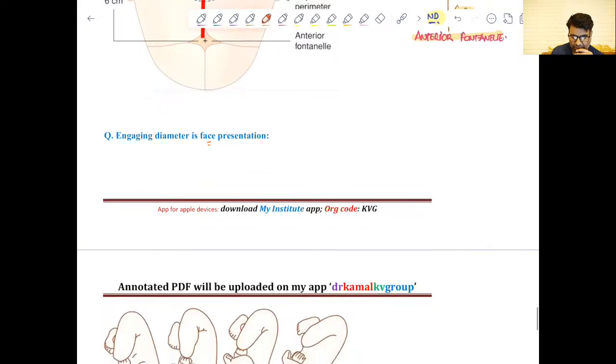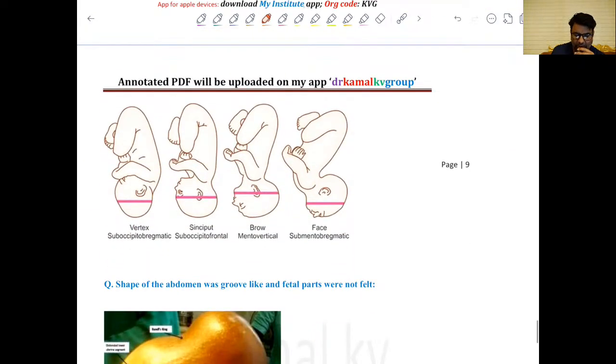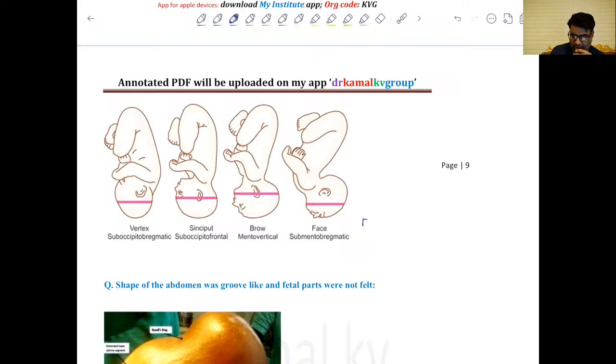Then engaging diameter in face presentation. In face presentation, if you look here, the head is extended. It is fully extended, right? The head is fully extended, something like this, and therefore the diameter of engagement, as you can see with this pink line, this is submentobregmatic. Clear?